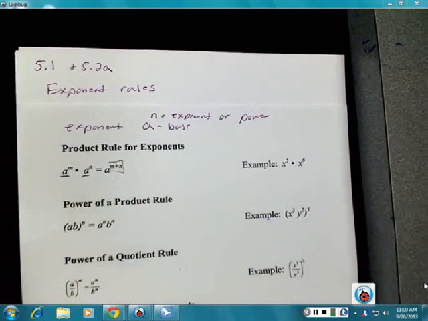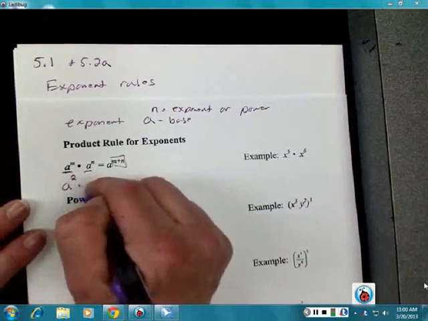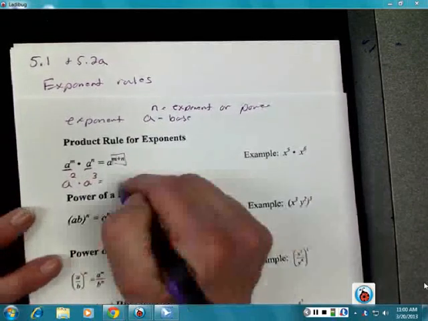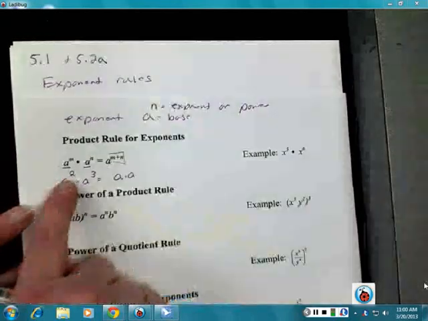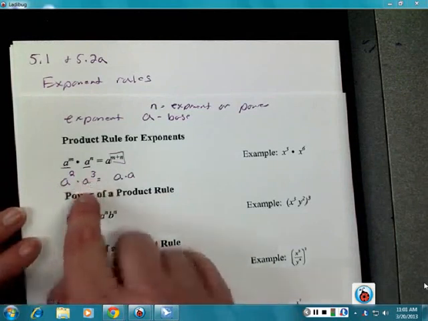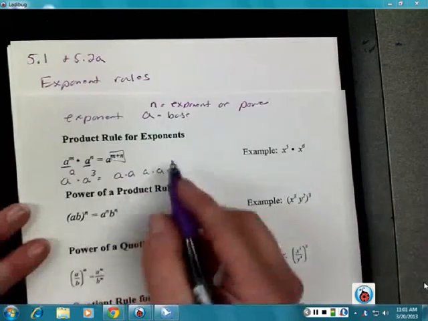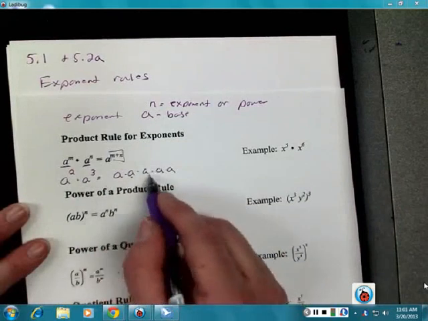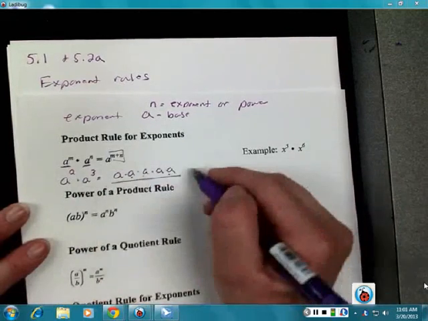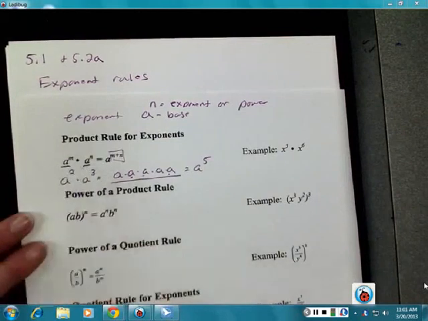Now the reason that works is if I had a to the second power times a to the third power, that's the same as saying I have a times a, because the exponent tells me how many times I want to see the base. That 2 tells me I want to see a twice. This 3 tells me I want to see a 3 times. So I have a squared times a cubed, or a grouping of 5 a's. So every time I've got like bases, I can take my exponents and add them together.